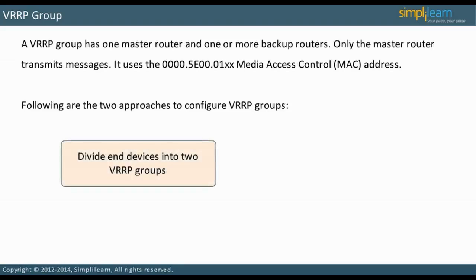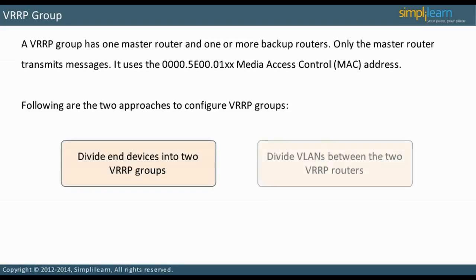The first approach is to divide end devices into two VRRP groups. The other approach is to divide VLANs between the two VRRP routers. The preferred method is grouping by VLAN list. In the next slide, let us discuss master router election.